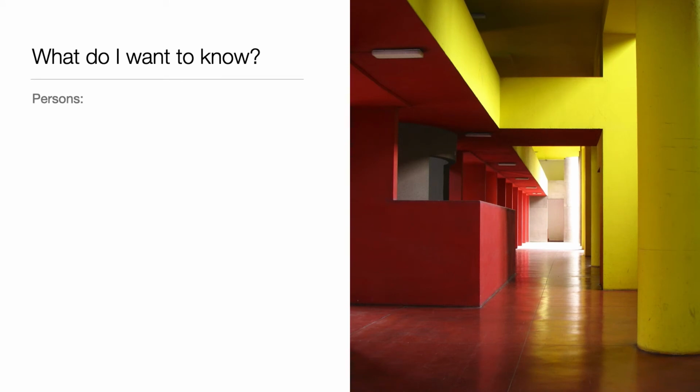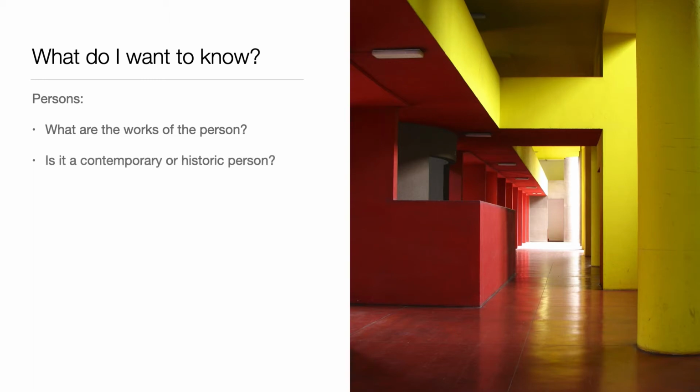Finally, for persons, you want to know what are the works of this particular person. They may be physical, like architectural artifacts, or it may be theories, or it may be important teachings or research and whatever. So, you also may want to know, is this a contemporary person or historic person? Is the person alive? And you want to know what subjects or concepts this person is associated with.